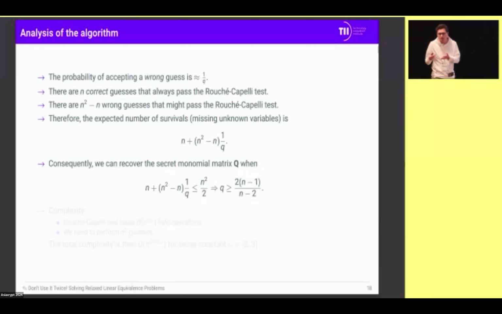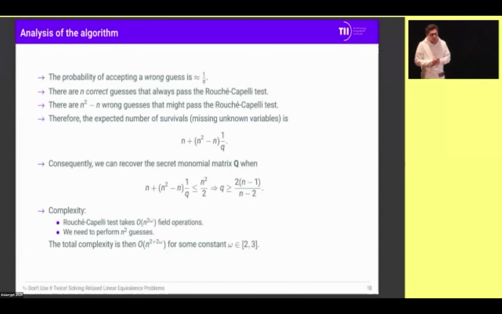Then we can get a straightforward restriction on q. In particular, that means q should be greater than or equal to 5 and n equals 2, then the algorithm works with probability 1 over q. The complexity of the Rouché-Capelli test is just calculating the rank, so it's polynomial. So omega is the complexity constant for the Gaussian elimination, calculating the rank and everything. And we need to do n squared guesses.